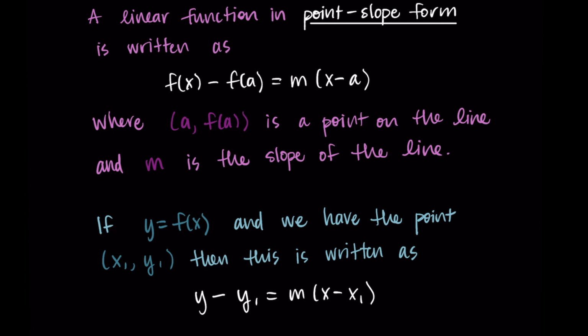The important thing here is that the x and the y are the variables. So y is staying as y and x is staying as x. But the x1 and y1 are actually some value or point that we have on the line, so those are going to have numbers in them. Our slope will as well. Our m will also be some sort of value.